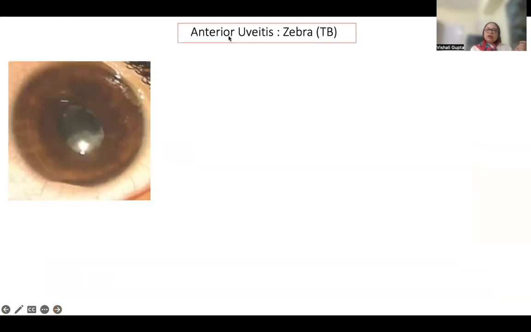Then we come to anterior uveitis zebras, where you are not sure, it could or could not be TB.